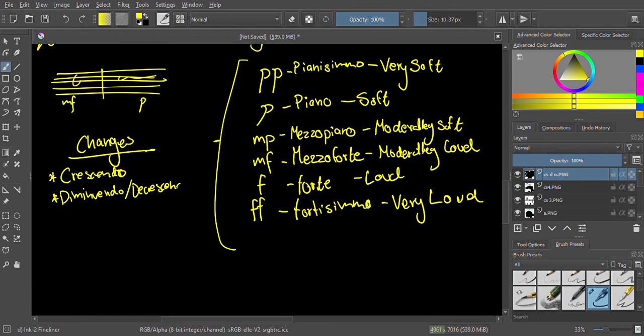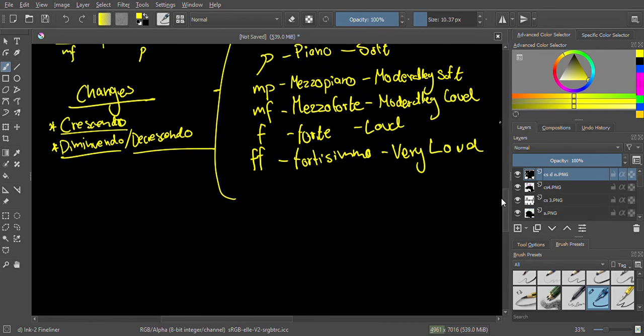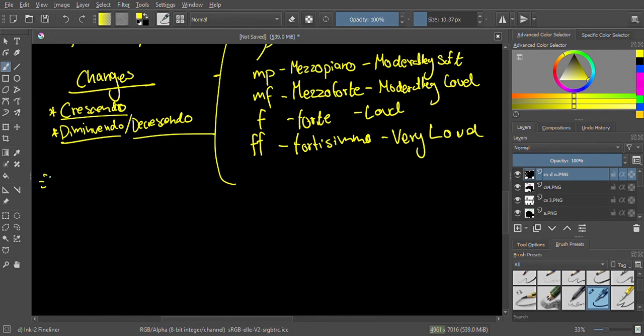Two words for the same marking, right? So as you might imagine, crescendo means to gradually get louder. Once again, there are multiple different ways to write crescendo, but often the way it is written is, let's say you have a piano marking here.